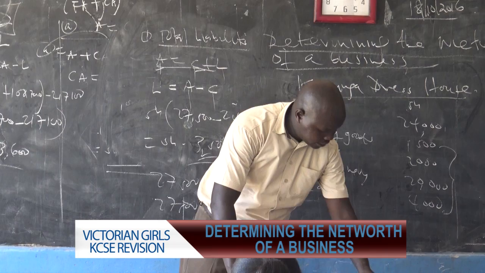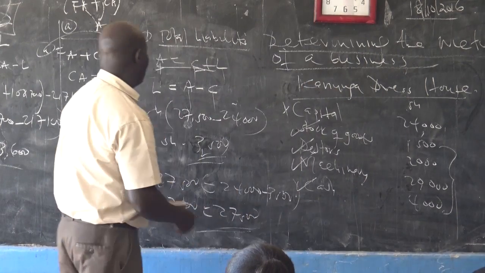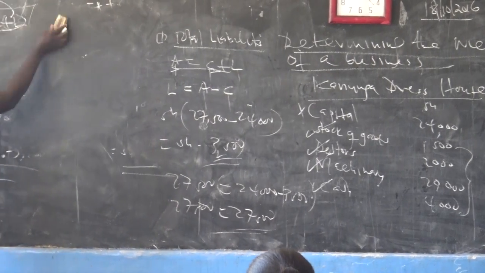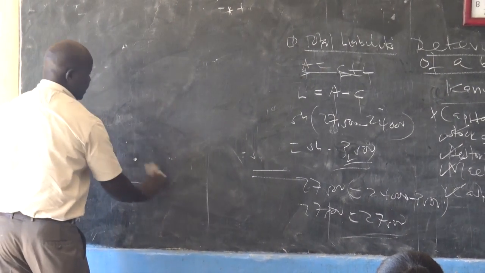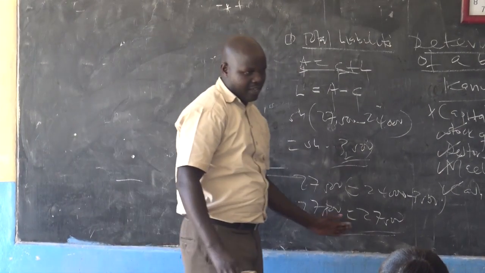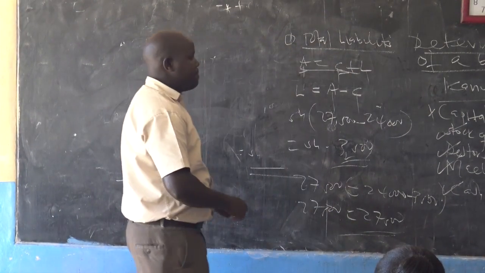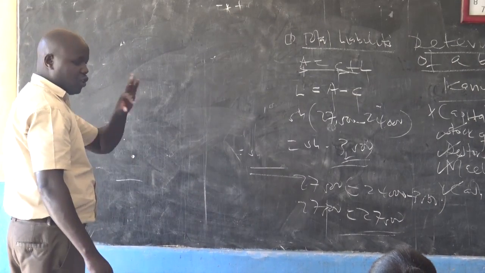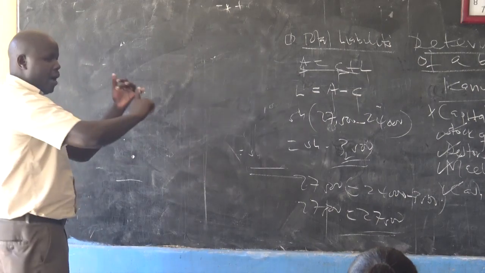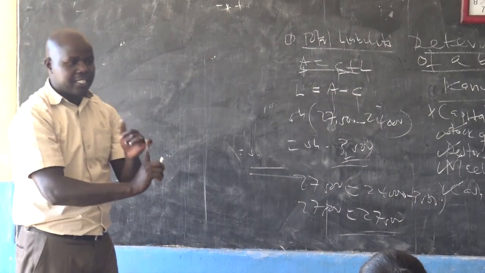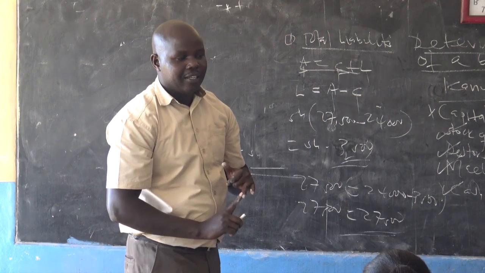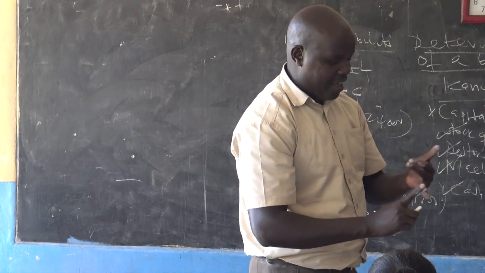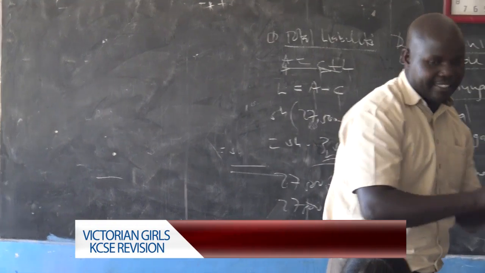Let's look at part 2 of the same question. Now, the balance sheet is a representation of this. The first thing is the title. And the title has how many items? Three. One, the name of the business. Two, the type of the financial statement. And three, the date.